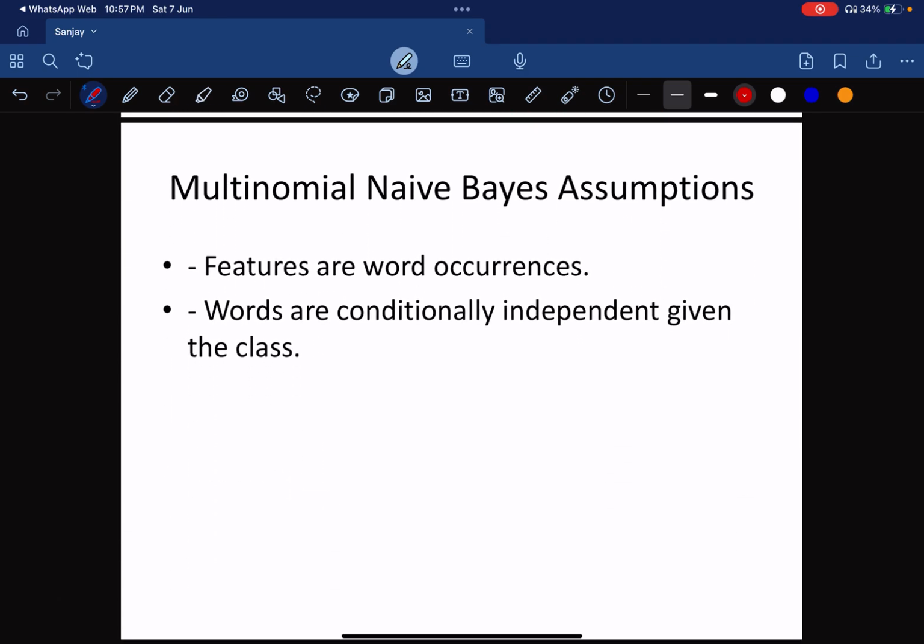It assumes that the features are the word occurrences. In Gaussian naive Bayes algorithms, each continuous value is considered as a feature, right? But in the multinomial naive Bayes algorithm, it considers the frequency of occurrence, the number of times the word occurs. It considers that number as the feature, and each word is independent of the others in each class.